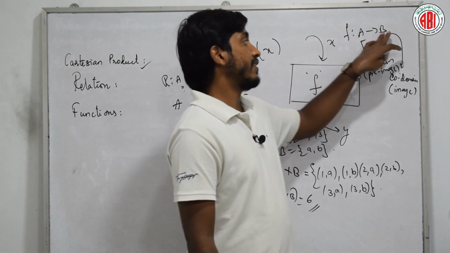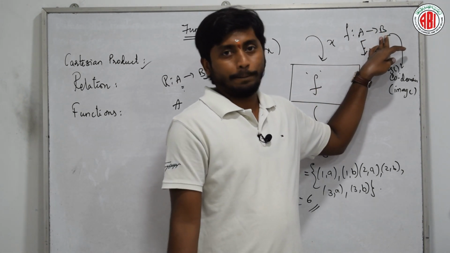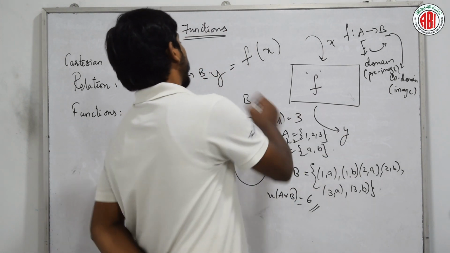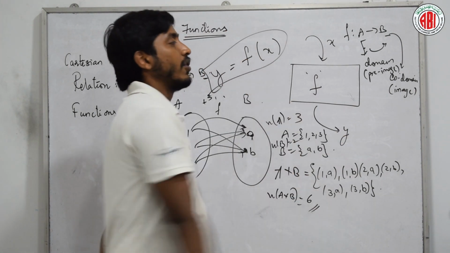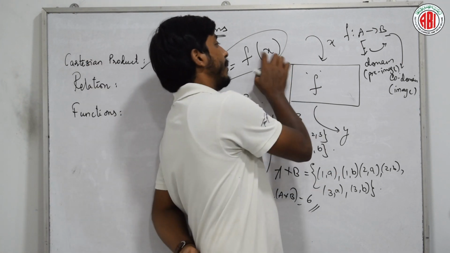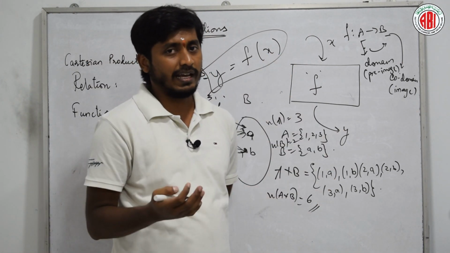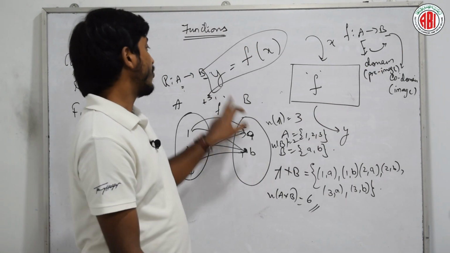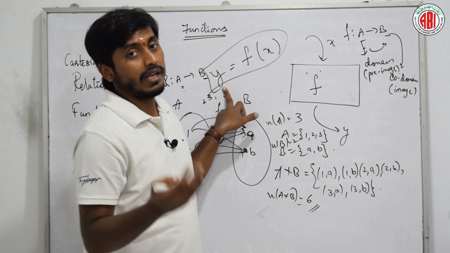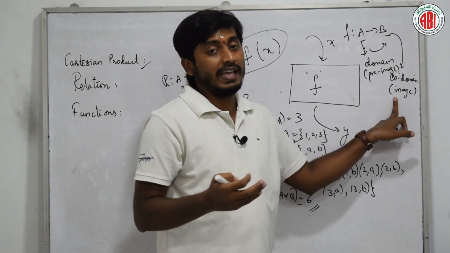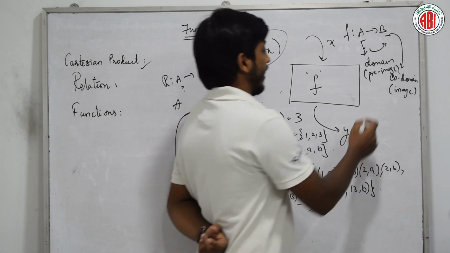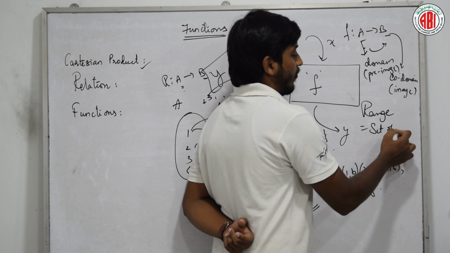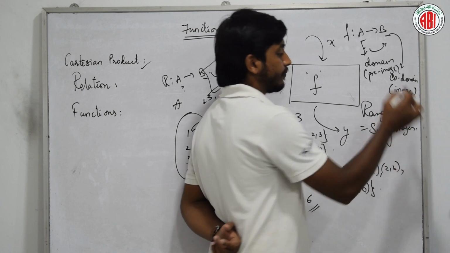The first part is domain and the second set is codomain. Is it right? Yes. A function is represented as y is equal to f of x, where x are inputs, or it can be called the set of pre-images, whereas y is the output, or it is nothing but the set of images. It can be called the range. Range is nothing but the set of images.